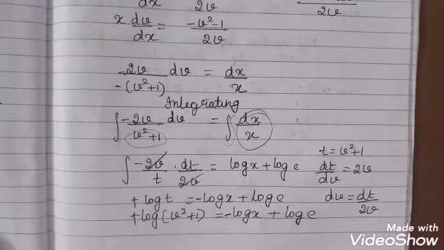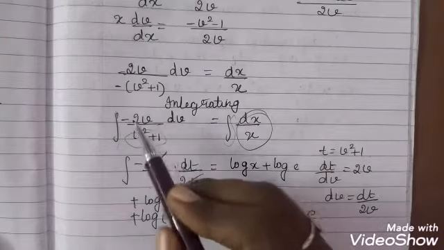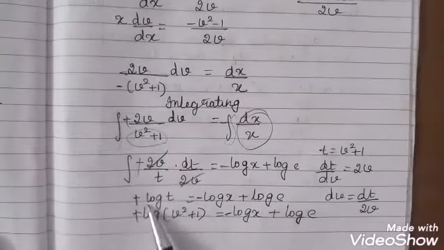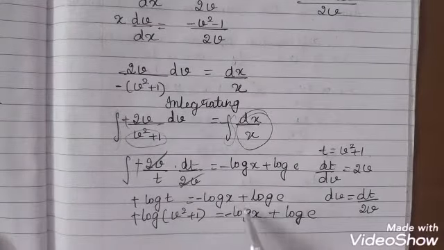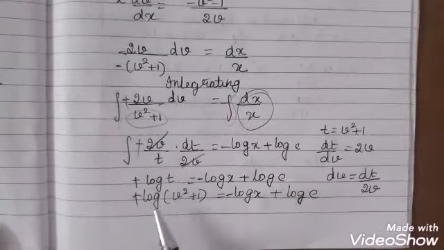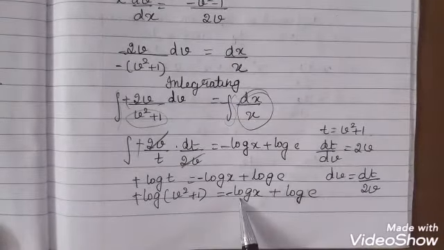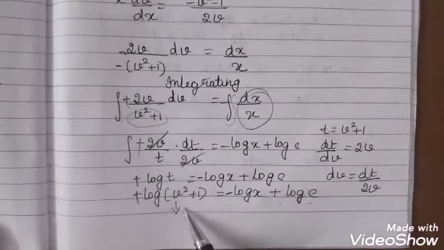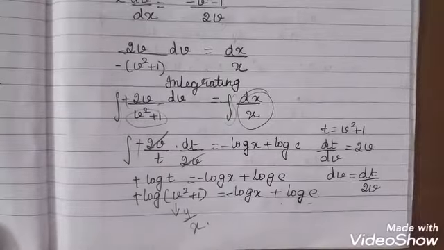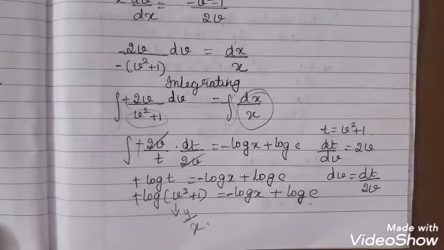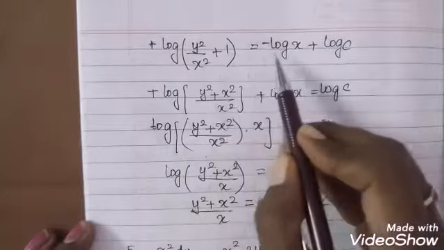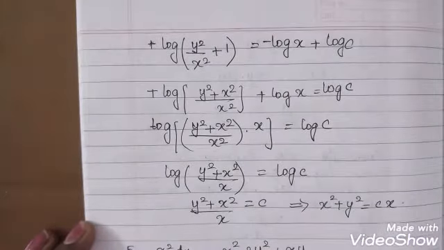So it gets cancelled. Now here I'll just take this minus sign to the other side. Okay, so I'll just write the minus sign here. So you have log t is equal to minus log x plus a constant. So you have log of v squared plus 1, which is equal to minus log x plus log c. Now what's the next step? I'll have to write my v is equal to y by x. So here we'll just write that again and then we'll simplify it and then write the general solution. So you have log of y squared by x squared plus 1, which is equal to minus log x plus a constant you get here.